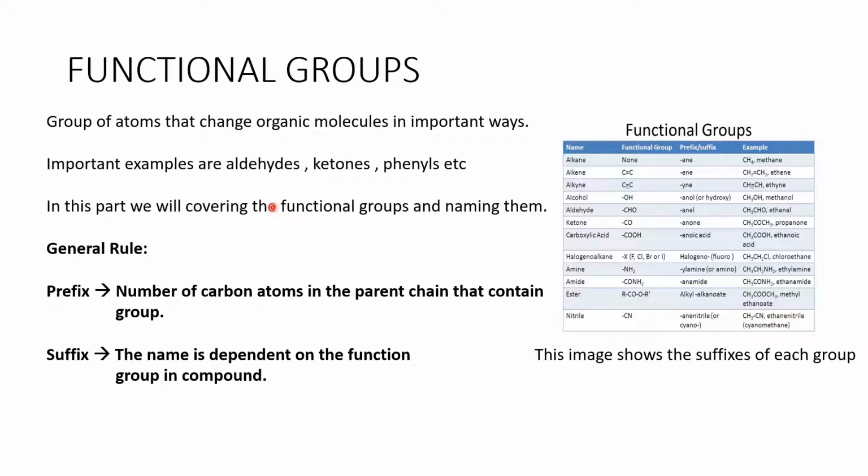For instance, famous functional groups are aldehydes, ketones, phenols, alcohols. And when it comes to naming them, it's fairly simple. The general name is composed of two components, the prefix and the suffix. The prefix is the number of carbon atoms in the parent chain that contain the group, and the suffix is dependent on the functional group in the compound. This table here shows the different suffixes that each functional group has.